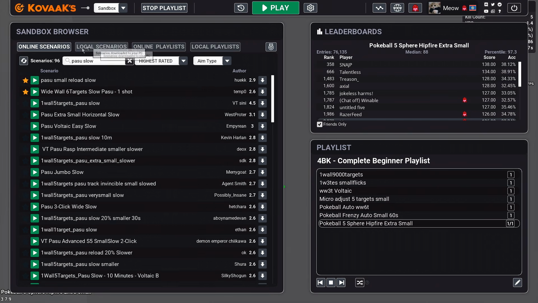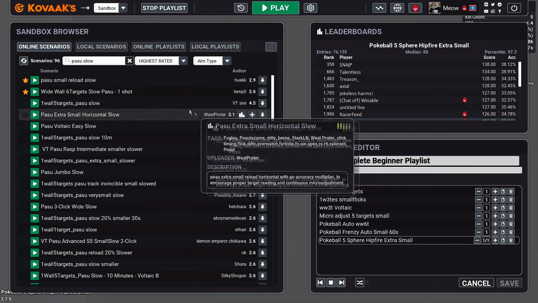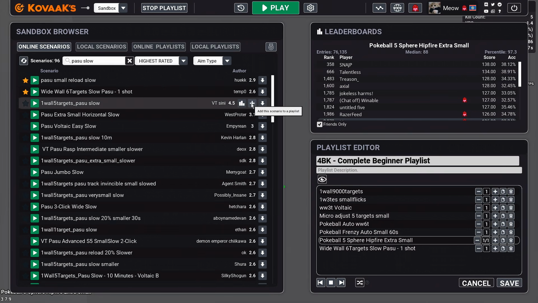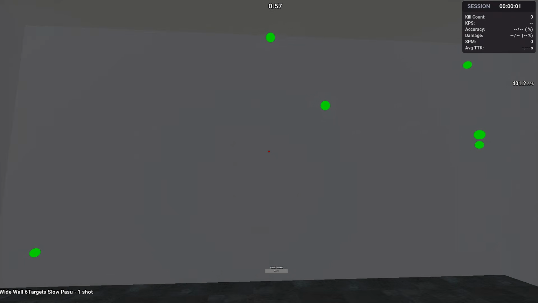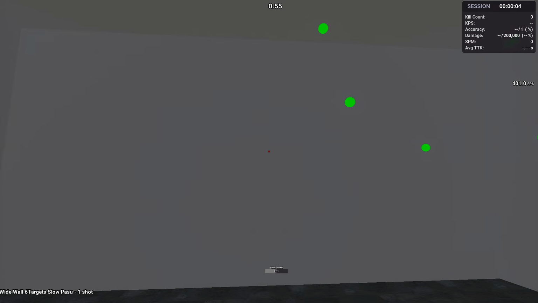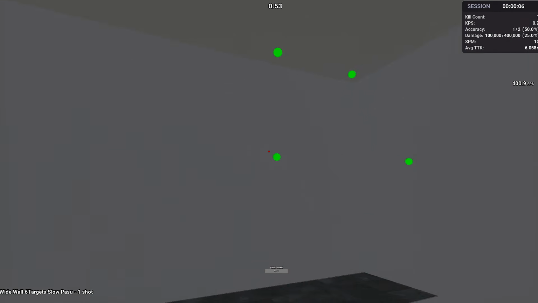Next, we want to essentially be able to shoot moving targets, right? So incorporating some Pasu is very, very recommended. I strongly recommend something like this. Why? The targets are moving slow, good for beginners. You only have one shot. So you can't spam, because as soon as you miss, you're being punished. Really good, similar to how it is in game. And the targets are moving relatively slow.